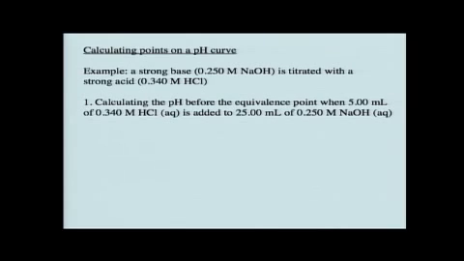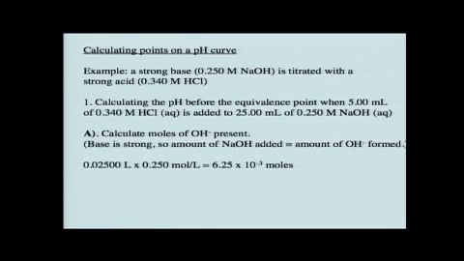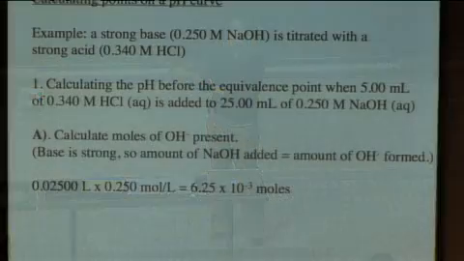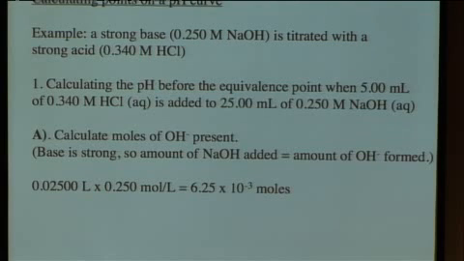5 mL of this have been added to the amount of base. So we have 25 mL of our strong base at 0.15 molar concentration, and we're adding 5 mL of our 0.34 molar acid. So what we want to do is figure out how many moles of base we had to start with. So how many moles of OH minus? Again, NaOH is a strong base, so however much NaOH you add is the amount of OH minus you get. And so we just put in the number of liters times the concentration to get moles.